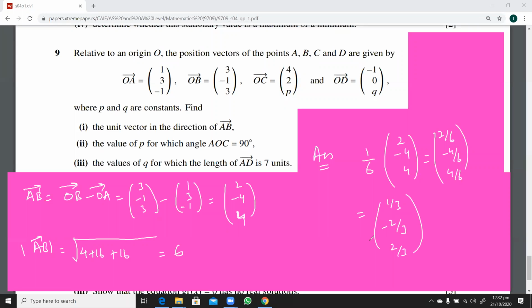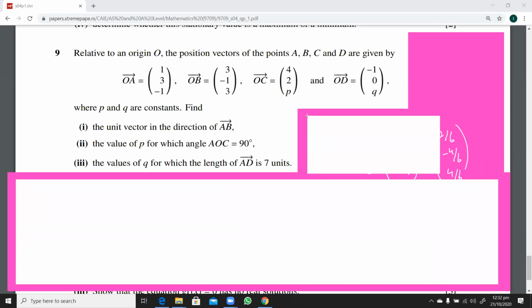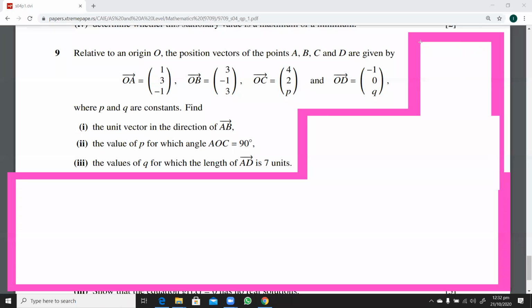Next part. The value of P for which angle AOC is a right angle. For which angle AOC is a right angle. That means if this is your O, this is A, this is C, we should have OA and OC to determine this. So we have to show that this OA dot OC should be equal to 0.